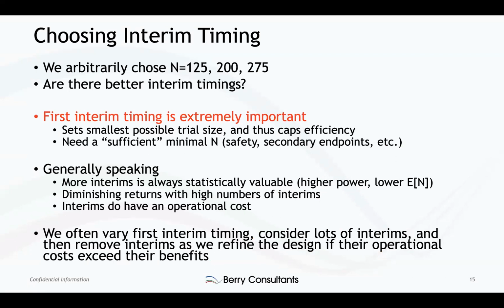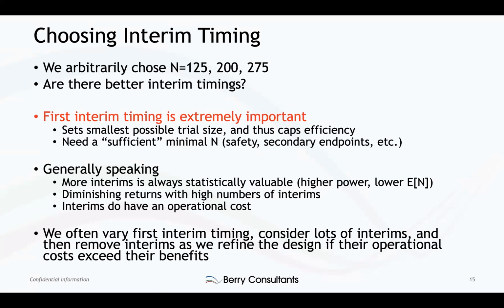So, the next question to ask is that's picking the AKs, but I arbitrarily chose 125, 200, and 275. So are there better timings for this? Should I pick different values? The most important thing to think about in a group sequential is when do you put the first interim? And that's for a number of reasons. It's certainly in terms of your efficiency of your design.